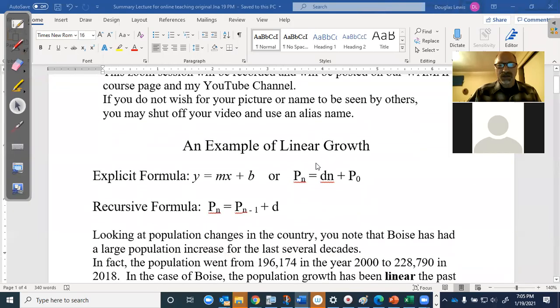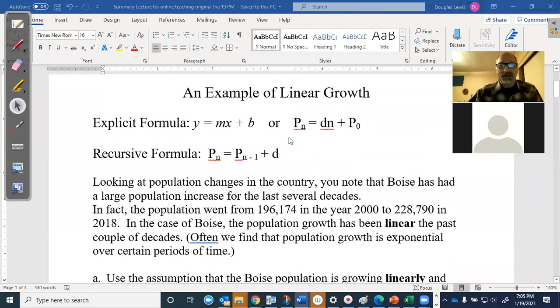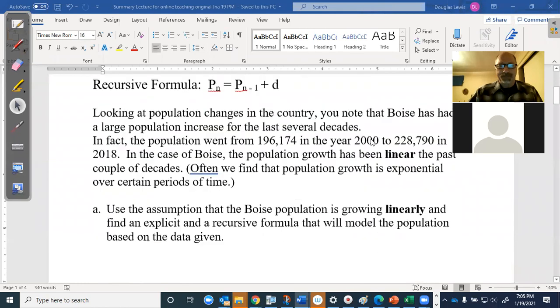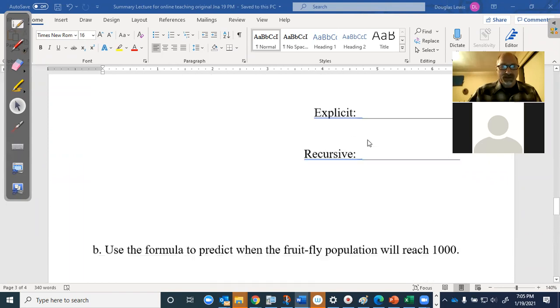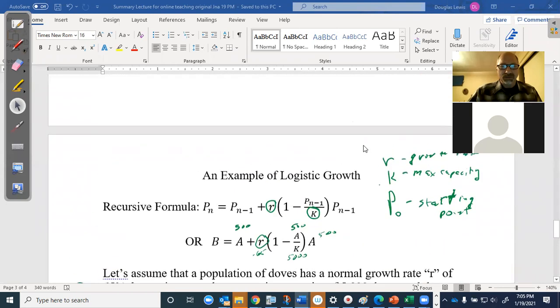Jump into what we're doing today. We're going to talk about linear growth. We're going to talk about exponential growth. And we're going to talk about logistic growth.